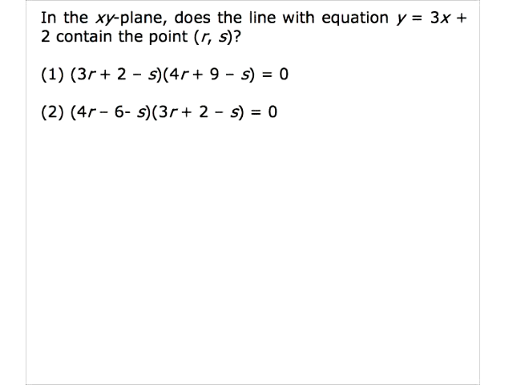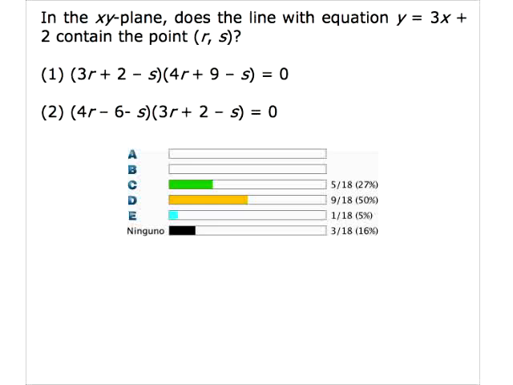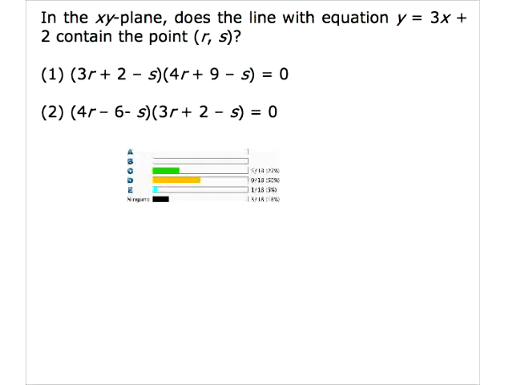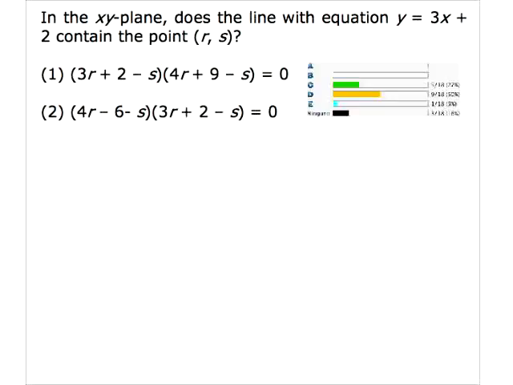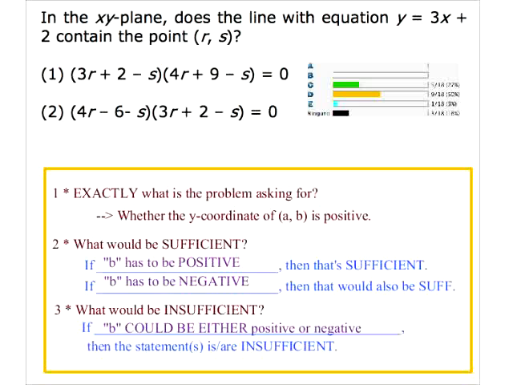Okay, here are your statistics. These statistics are showing me that maybe people aren't really understanding the problem. So let's do this again.